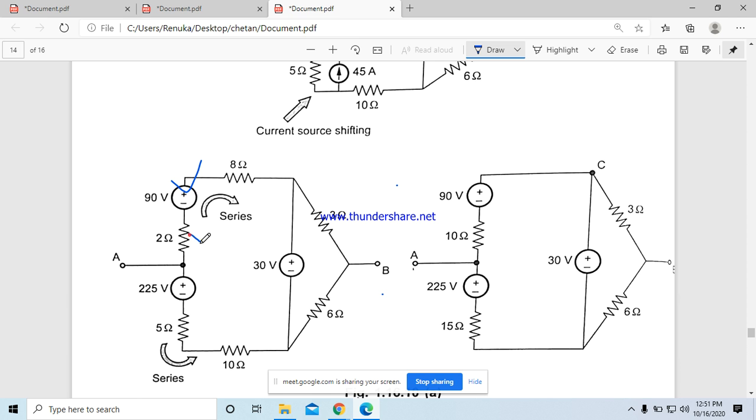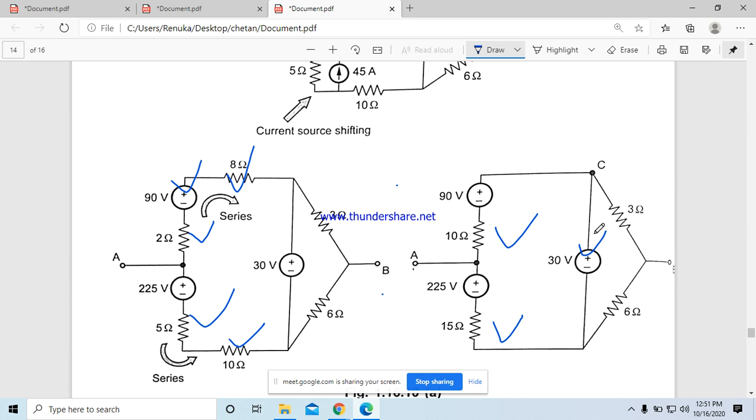Okay, fine. This is in series with this, and this is in series with this. Add these two. What will you get? 8 plus 2 will get 10. 5 plus 10 you will get 15. Okay. After this, tell me what procedure you can follow.